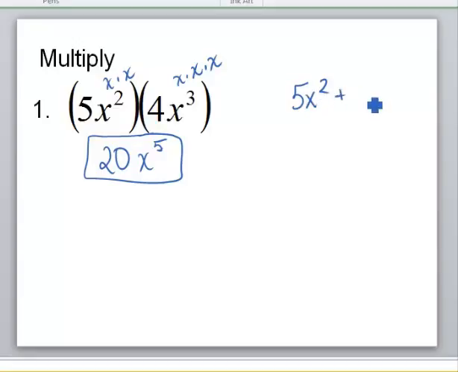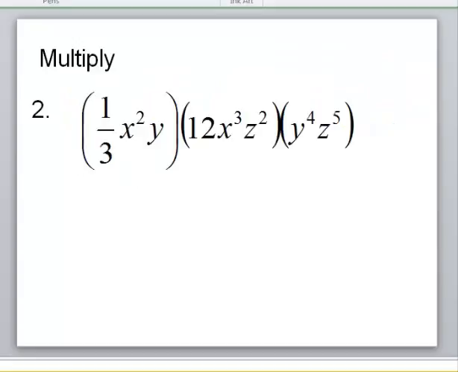If this was being added together, this would be the simplified answer. So if I was adding, I could not add these together. This would be the answer. Adding requires like terms.